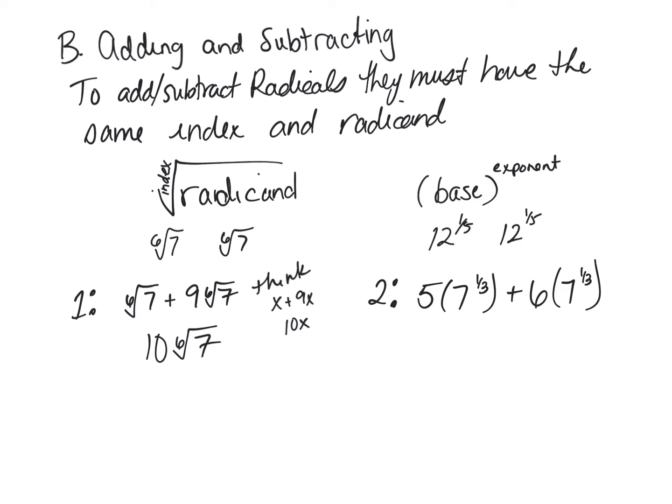I have the same base and exponent, so I can combine them. I have 5 and 6. How many are there? 11. What do I have? 7 to the 1/3 powers. So we're really just combining the coefficients in front when we're adding and subtracting. But they have to be the same. Same base and power, same root and the number underneath.